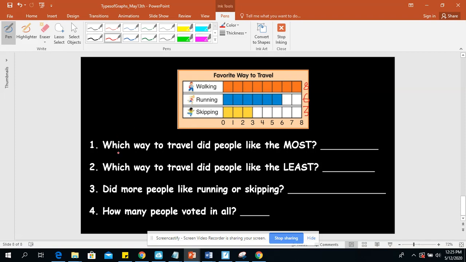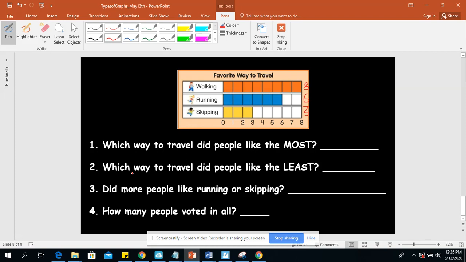Number 1, which way to travel do people like the most? Well, look at the bar graph. Which one has the longest bar? Walking. 8 people chose walking. That's more than the number of people who chose running and more than the number of people who chose skipping. So which way to travel do people like the most? Walking.